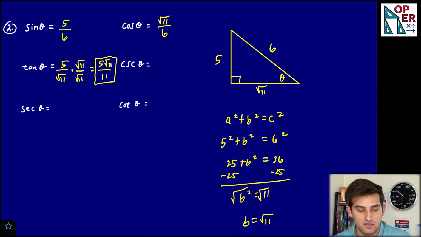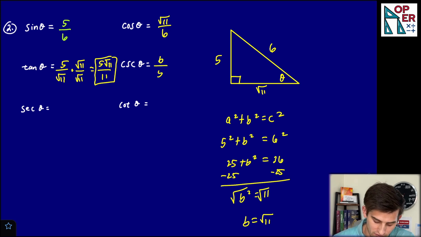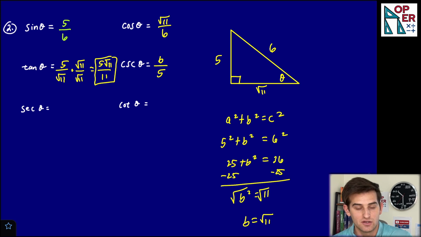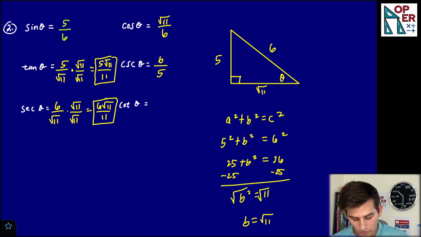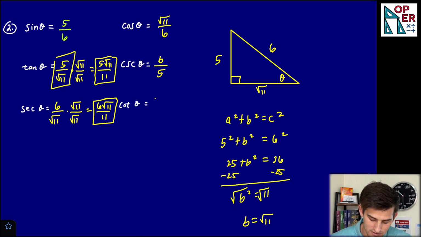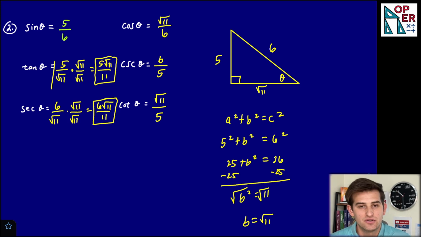So once again, cosecant is the inverse of sine. So this would be 6 over 5. Secant is the inverse of cosine. So that would be now 6 over the square root of 11. And we're going to have to rationalize just like we did for tangent. So we're going to get 6 root 11 over 11. And lastly, cotangent is going to be the inverse of tangent. So we could work with 11 over 5 root 11, or we could go back to our original angle that we had right here, and it's going to be square root of 11 over 5 for our cotangent. Okay, so that's how we can evaluate our trigonometric functions.